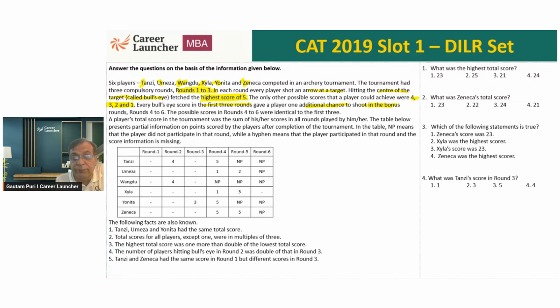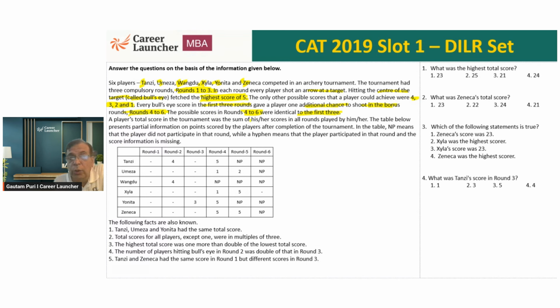Okay. After the first round, the first 3 rounds everyone has to play, it's written here. The tournament had 3 compulsory rounds, 1, 2, 3, right? Okay. Gave player 1 additional in the bonus rounds, round 4 to 6. Round 4 to 6 are the bonus rounds. The possible scores in rounds 4 to 6 were identical. So here too you will get only the numbers 1, 2, 3, 4, 5.